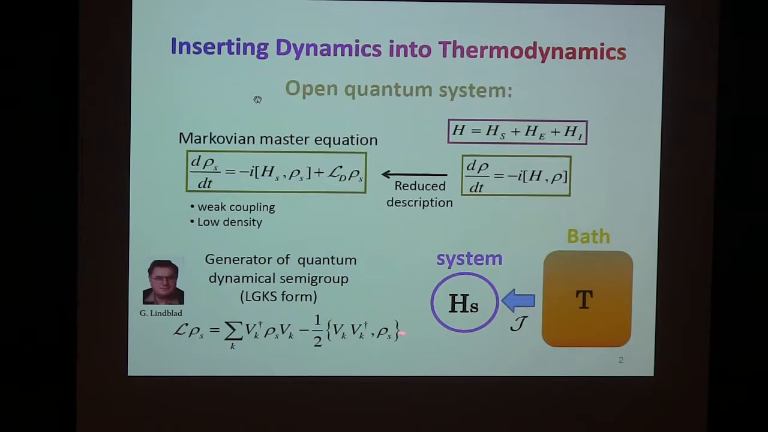So what does this do for us? This allows us to describe a thermodynamic scenario. I have a system coupled to a bath, and I have a heat current that goes from the bath to the system. And you could ask, is this theory consistent with thermodynamics? This is what we should have.